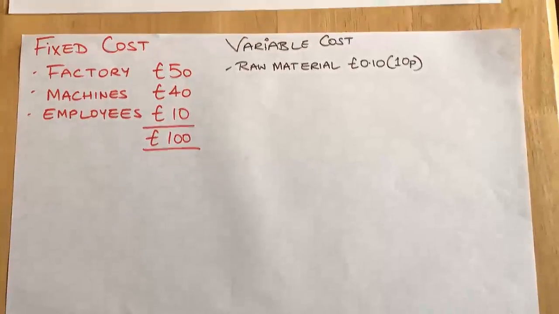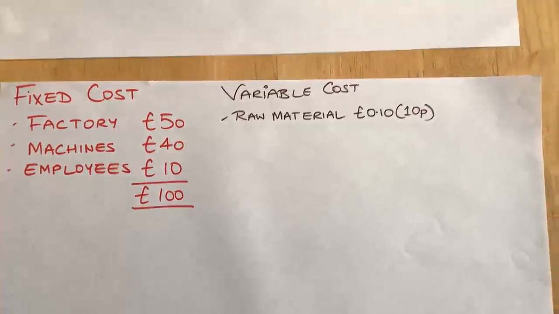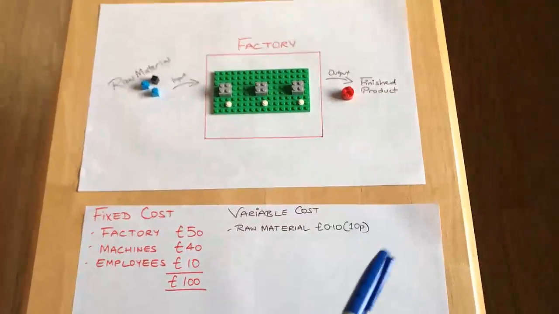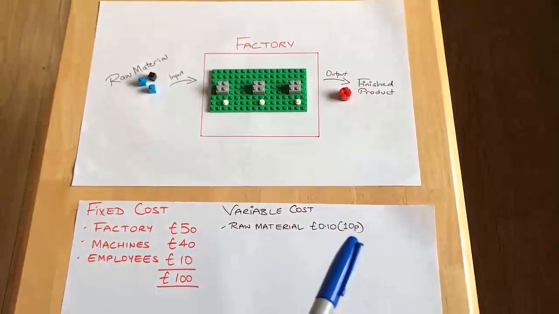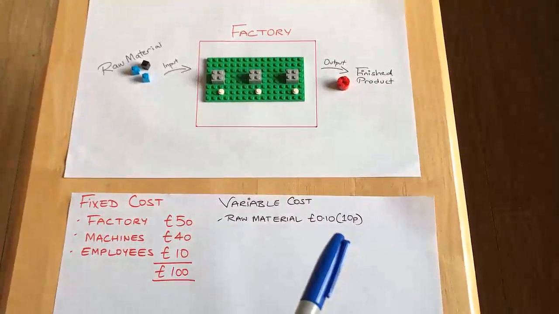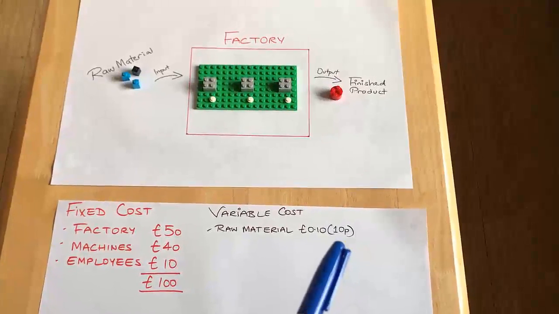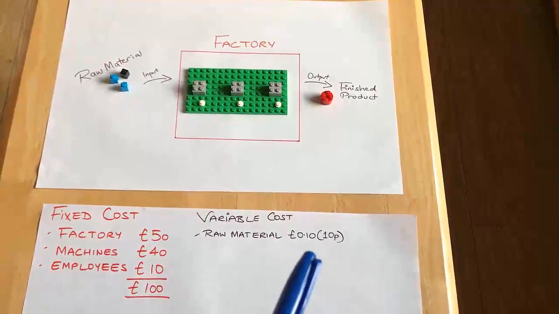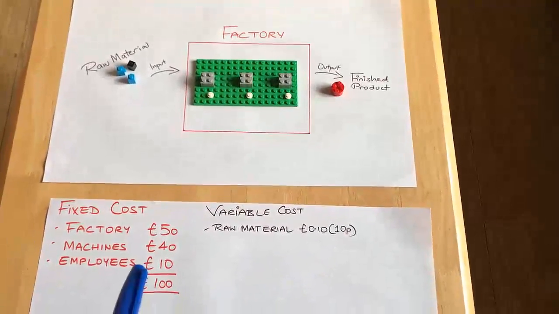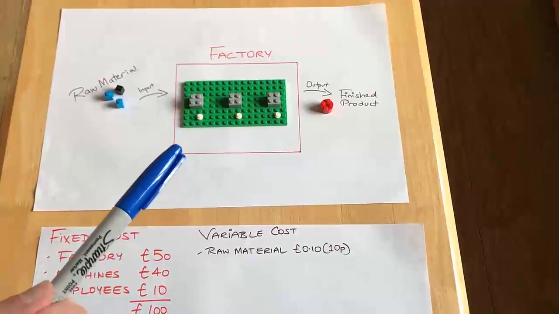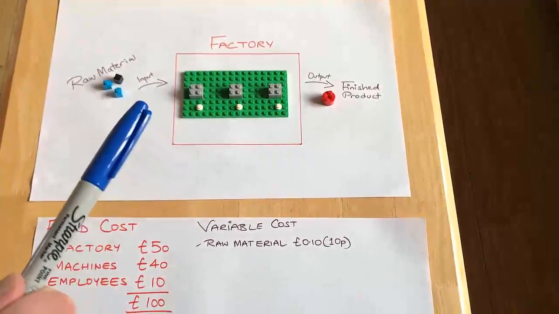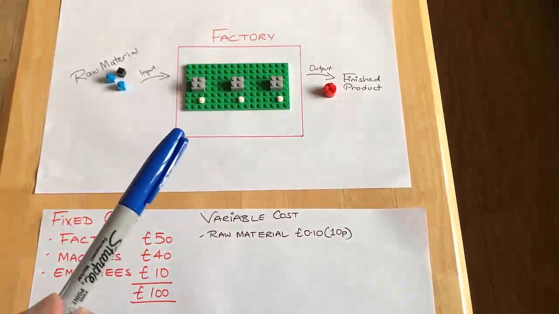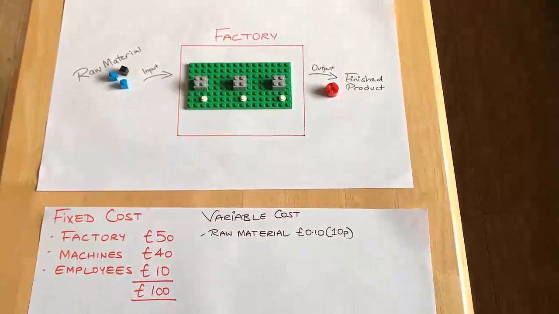Our variable cost is 10 pence for the raw material. So if we make just one piece of Lego, then we only pay 10 pence. If we make more pieces, so 2, 3, then we'll pay 10 times the number of pieces that we produce. But if we make nothing at all whatsoever, we still have to pay the fixed cost, because we've already paid for the factory, we've already paid for the machines, and employees are going to want wages. They're not going to sit there for free, even if you're not making any products.